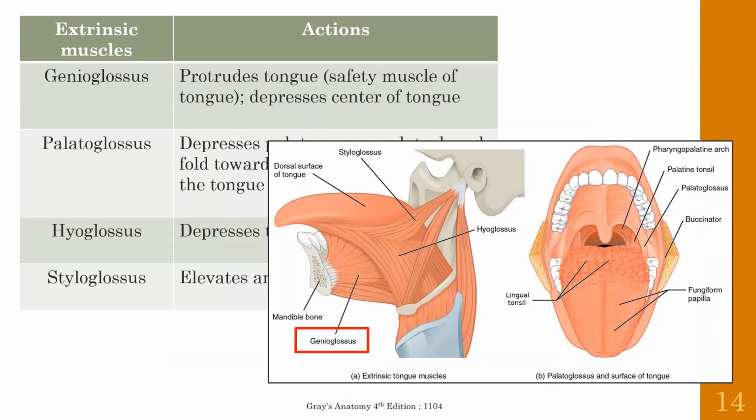Genioglossus muscle: a thick fan-shaped muscle which originates from the superior mental spine and inserts into the hyoid bone. It depresses the central part of the tongue and protrudes the anterior part of the tongue out.